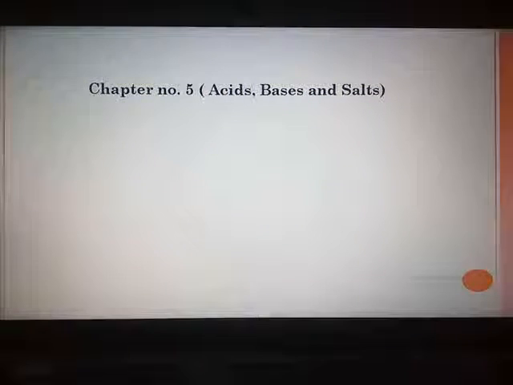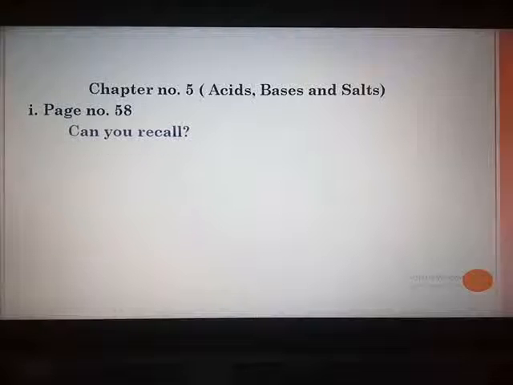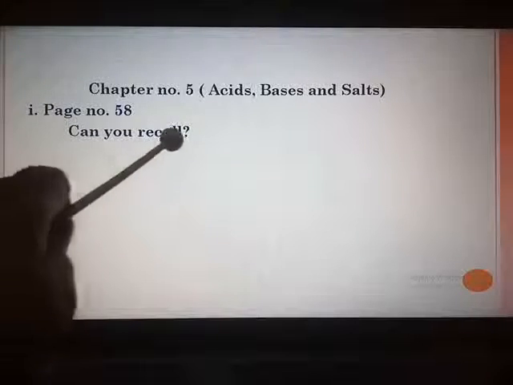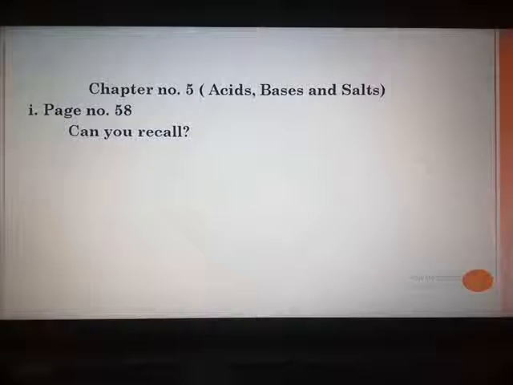Our first chapter is chapter number 5, Acids, Bases and Salts, page number 58. Our first reduction is Can you recall. Right at the very top of the page you can see Can you recall, that is to be removed.